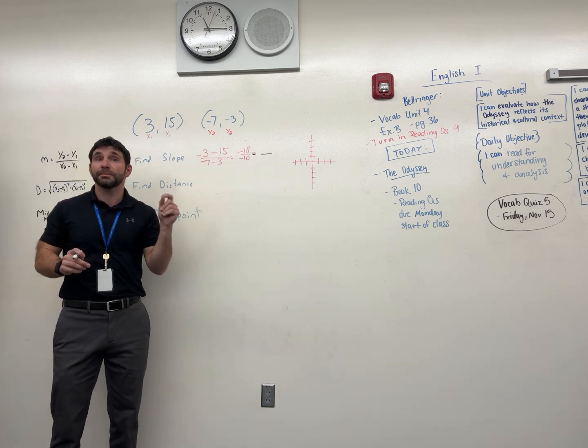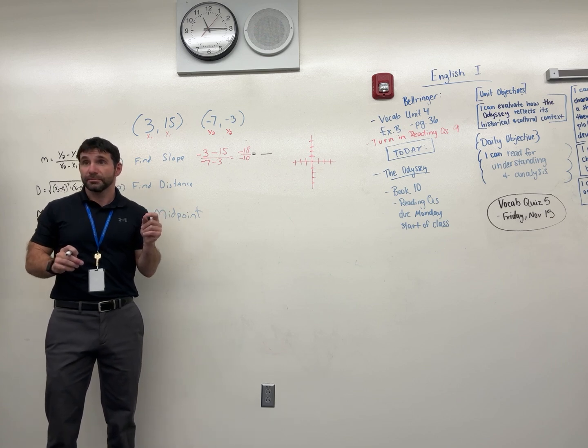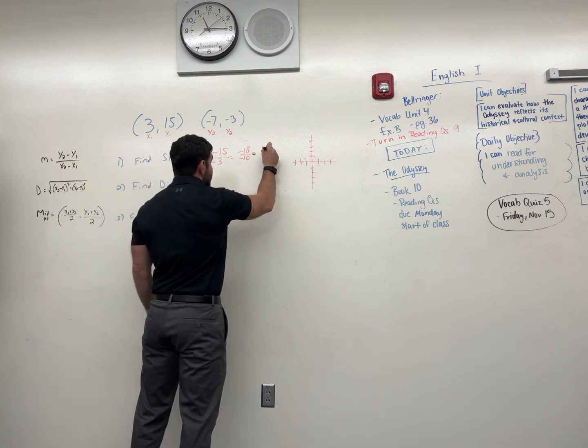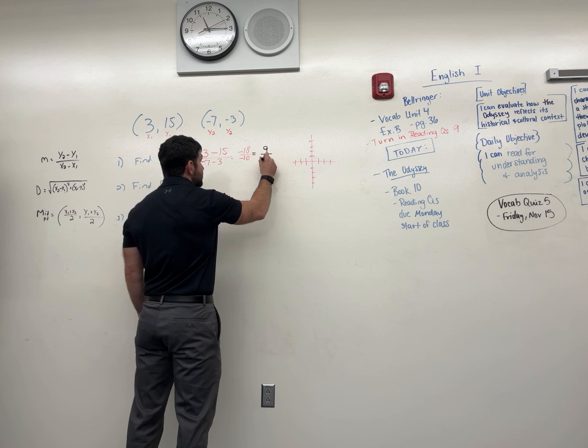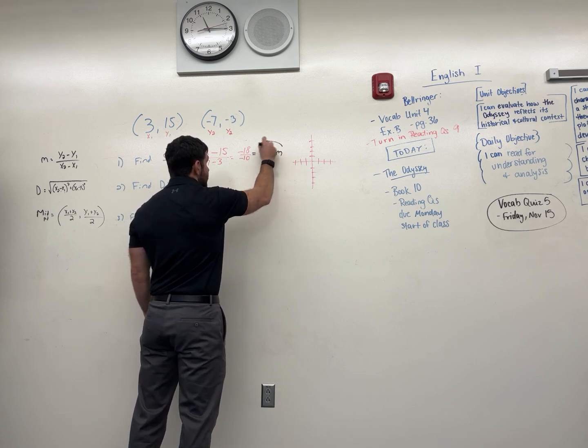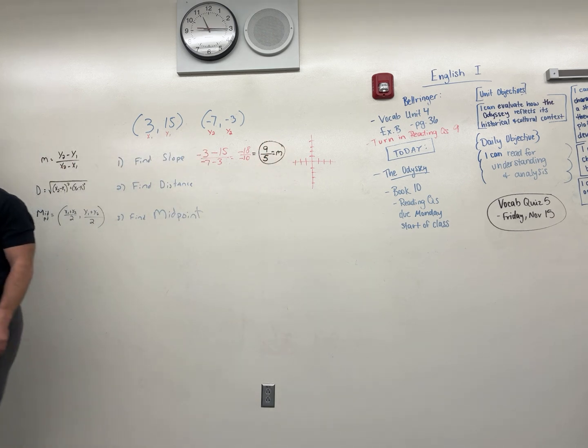Both of these can be simplified by what? By 2. 18 divided by 2 is 9. 10 divided by 2 is 5. 9/5 is my slope. So if I give you that, if you're right, 9/5 would be the only correct answer. That's what I put.